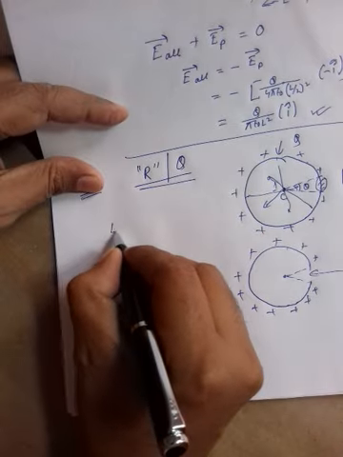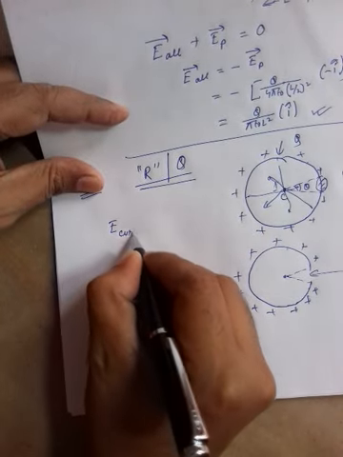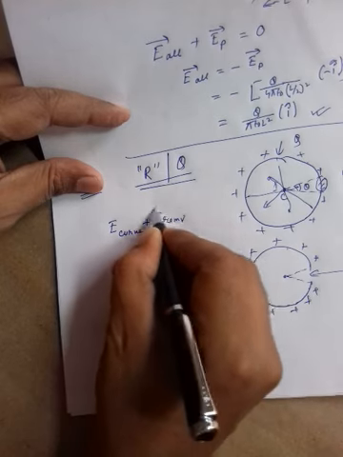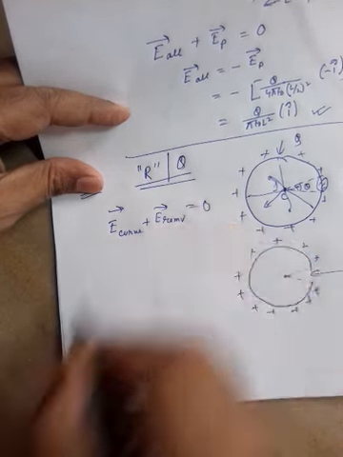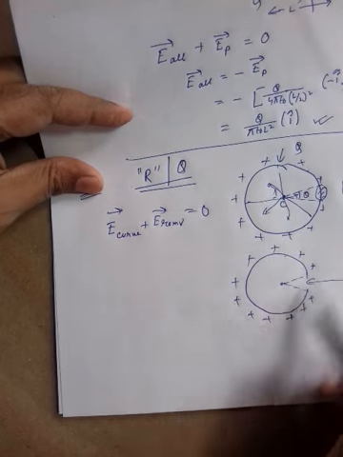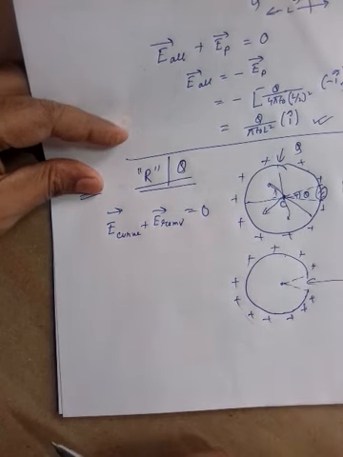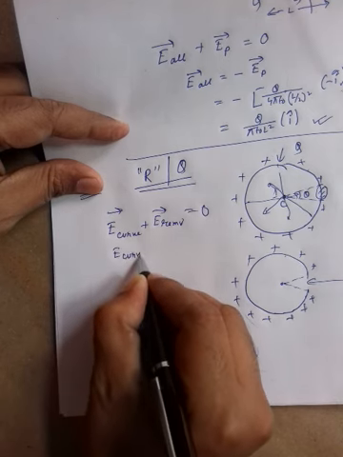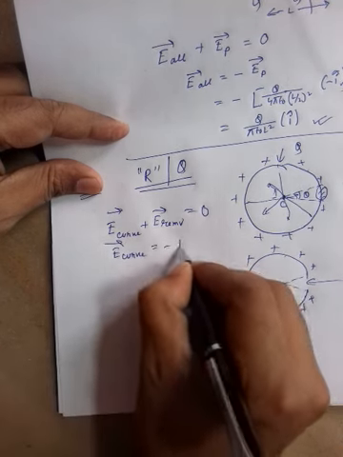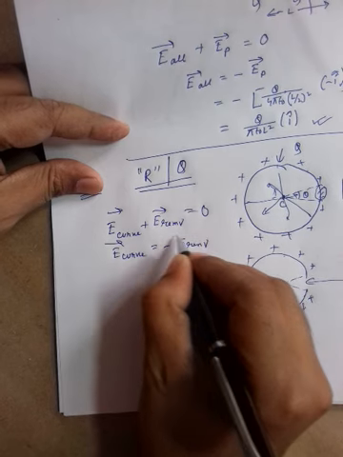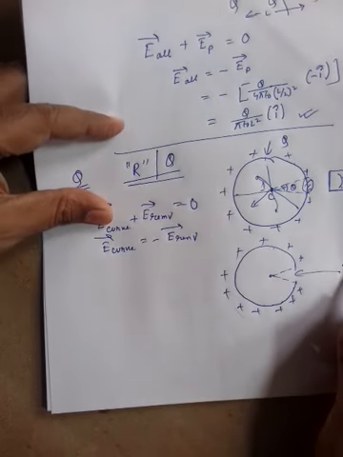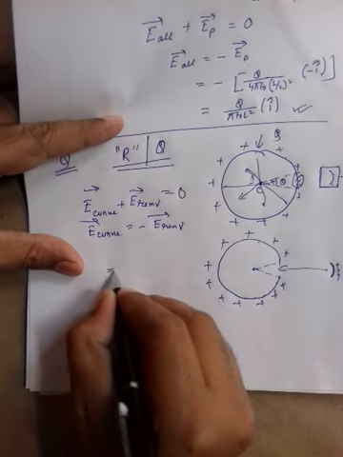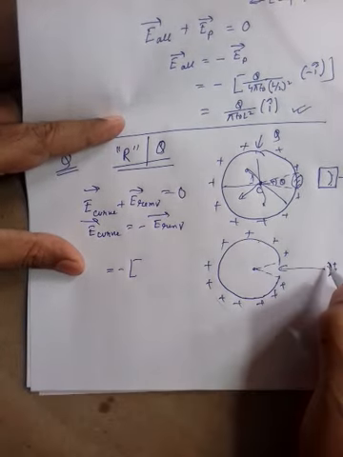So what can you write? Field because of the carved part plus field because of the removed part together should be equal to 0. Meaning this carved part plus this removed part together should be equal to 0. We need the field because of the carved part, so it should be minus of the field because of the removed part. Now the removed part is a small angle. As it is small, it is like a point charge, so we can use the formula of a point charge directly.